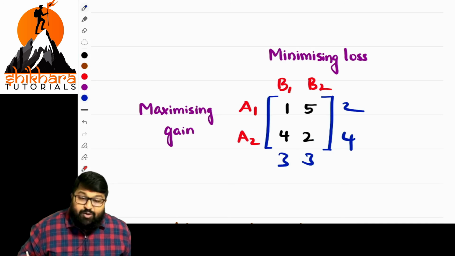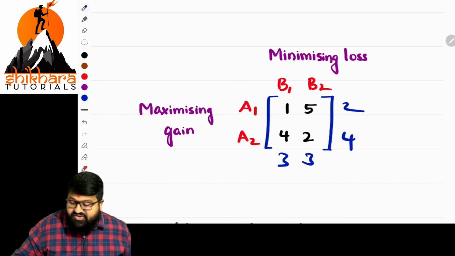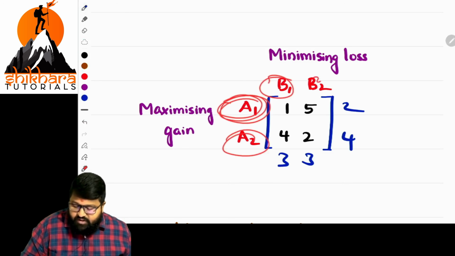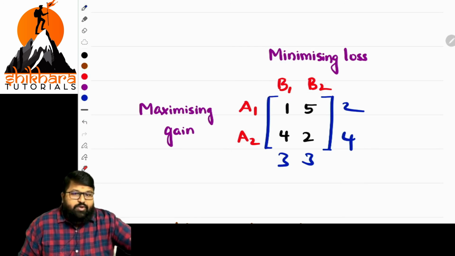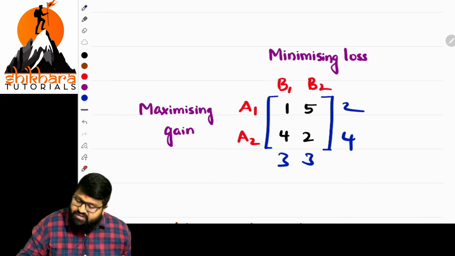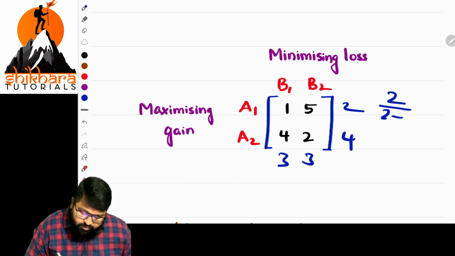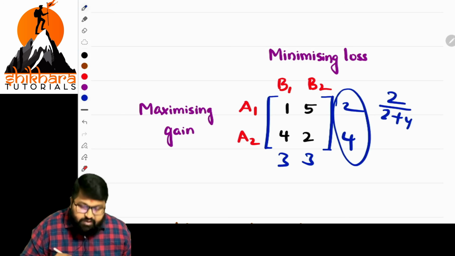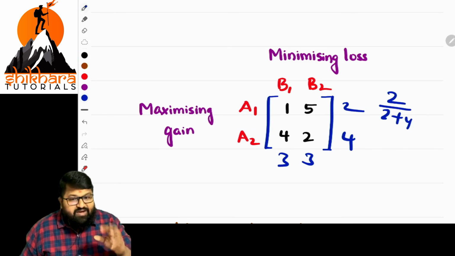Now what should we do, sir? We have to calculate the probability for each strategy. So for this strategy and for this strategy, there are totally 4 strategies now. There we need to calculate the probability value. How to calculate the probability value, sir? The probability value is very simple: 2 by 2 plus 4. Whatever values we got now, we use them to calculate the probability.